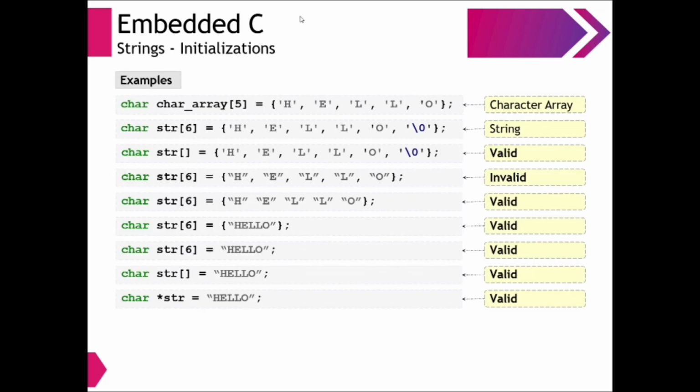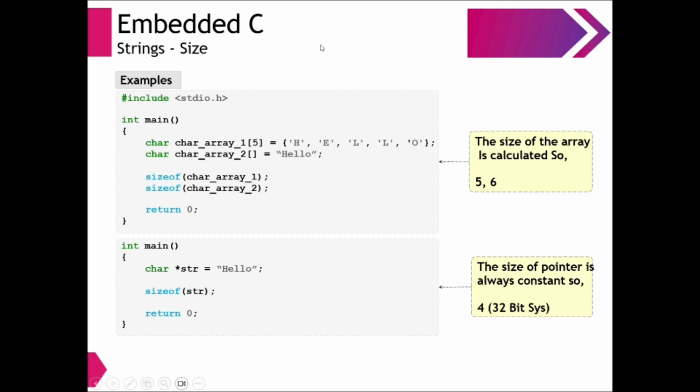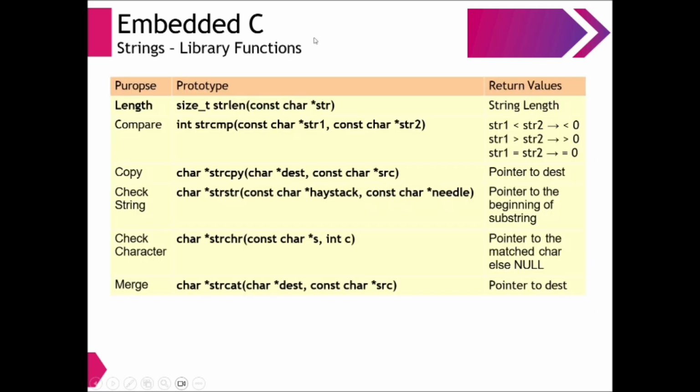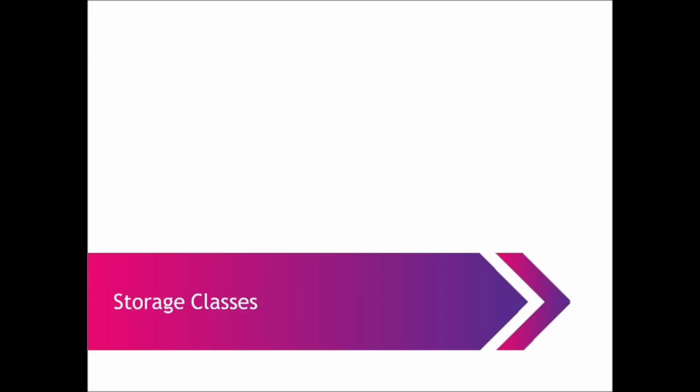These are the characteristics of how we use strings in our C program. Examples for the C program, how they work, and also the libraries and the length operators, comparing and checking strings, follow.